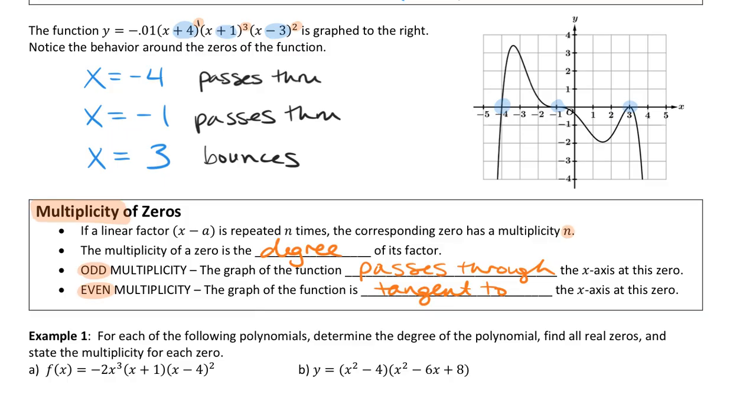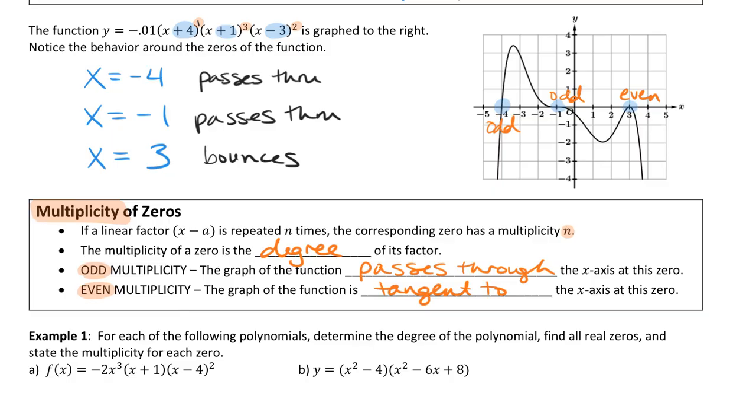So if we looked here, the powers of these factors exactly told us what was going to happen in the picture. Since the power of the x plus 4 factor was odd, that means that this is going to pass through at -4. It's odd. Since the power of the x plus 1 factor was also odd, it passes through. But since the power of x minus 3 was even, it bounces back. It's tangent to the x-axis there.